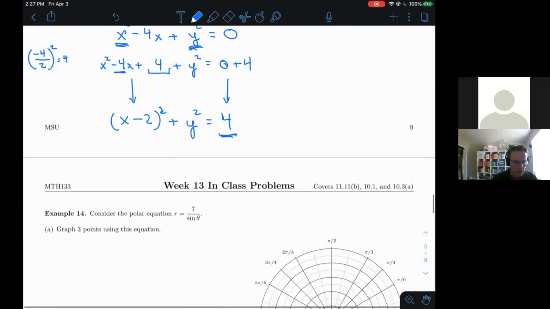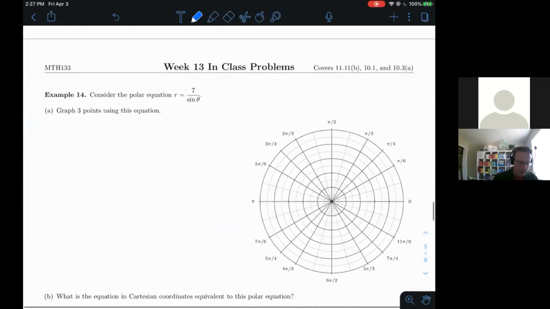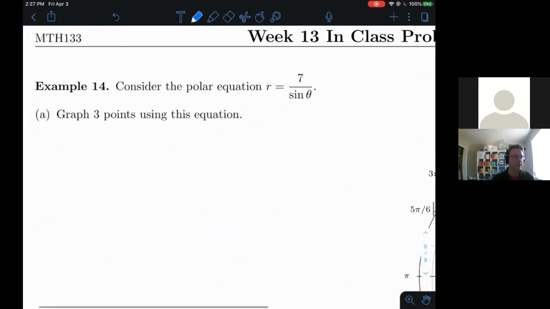Okay, so why don't we go ahead and try another one of these. This is one that I usually give my students a bit of a chance to work on. So this is r equals 7 over sine theta. And I've started off by saying graph 3 points of this equation. So please take 90 seconds or so. I think this is a good exercise to plot a few points into this and see what comes out.